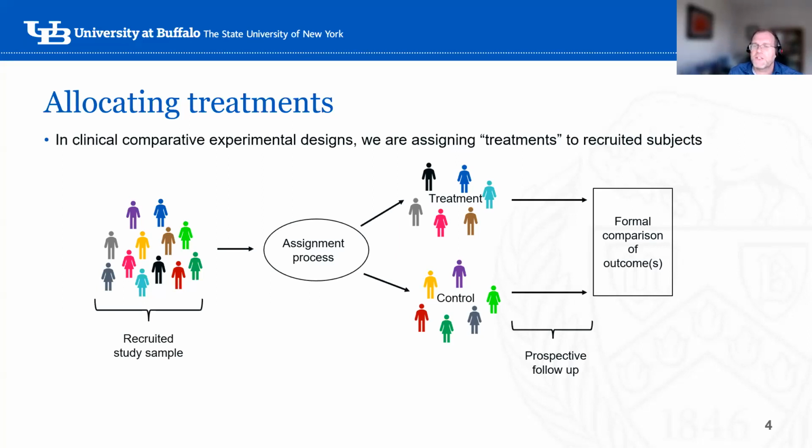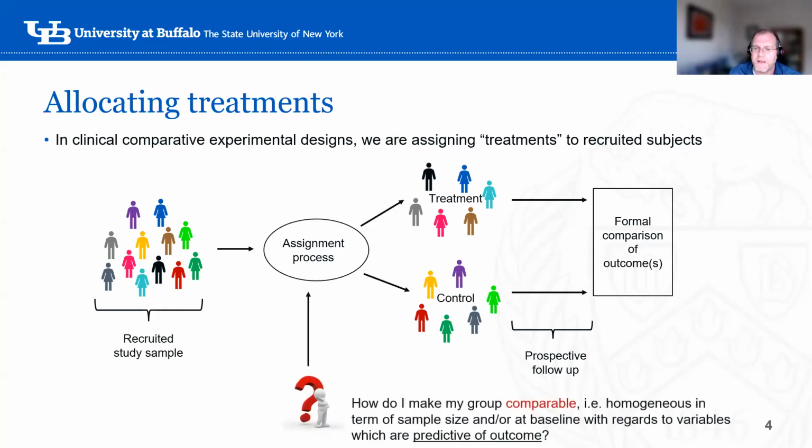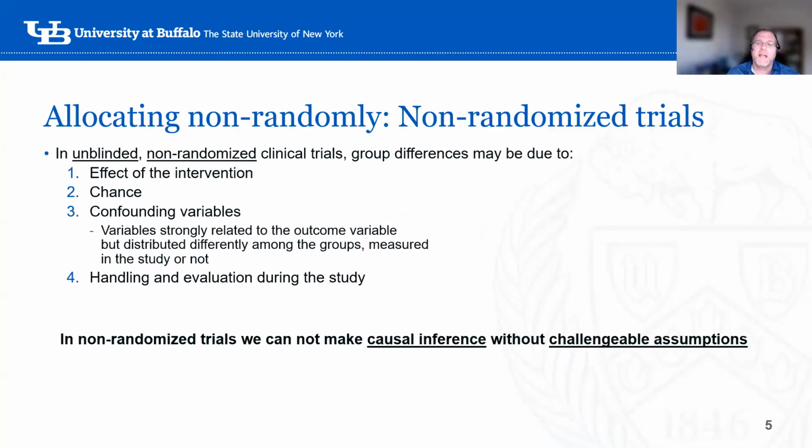And so that brings up the question, how do I actually make my groups comparable? And when I say comparable, I mean homogeneous in terms of sample size and/or important variables that I might measure at baseline, these variables being prognostic of outcome. I could do that non-randomly, that would be easy enough. I establish some criteria: if you meet criteria 1, you go to group A. If you meet criteria 2, you go to group B.